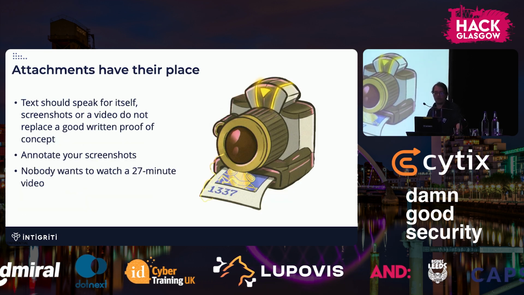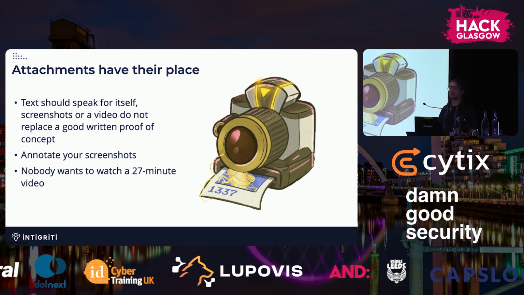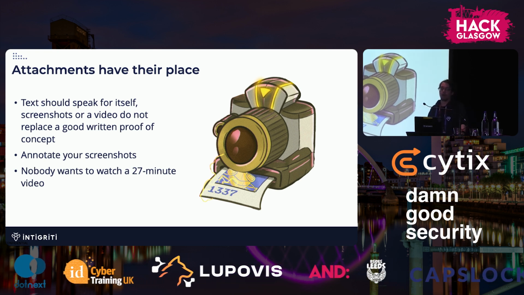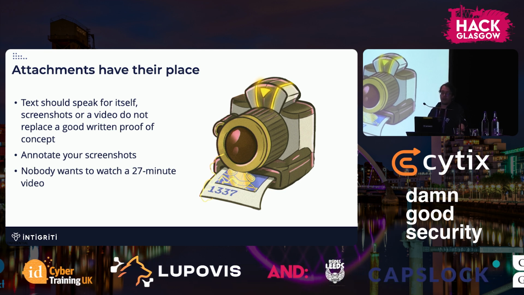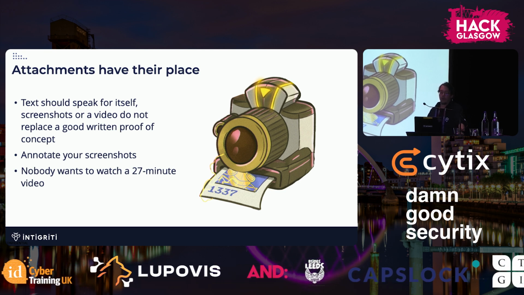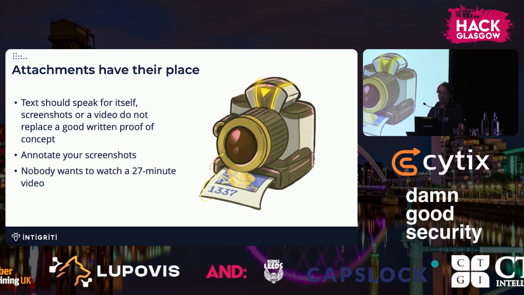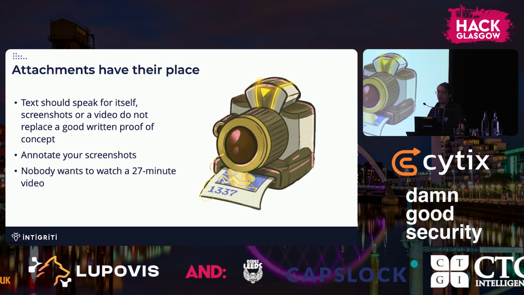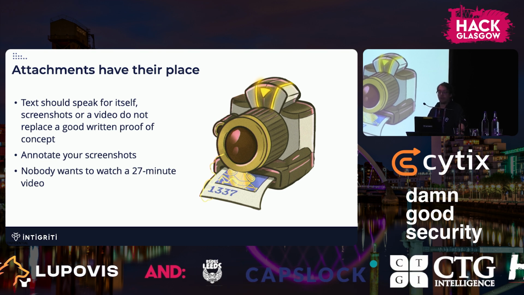Like I mentioned earlier, attachments have their place. The text should speak for itself. What we often see is a program will export the report to a ticketing tool like Jira, an attachment might get lost, and no one wants to watch a video of 27 minutes. So use attachments when they clarify what you're trying to say, but don't solely rely on them, and the text should really speak for itself.